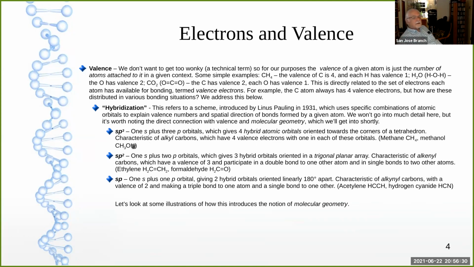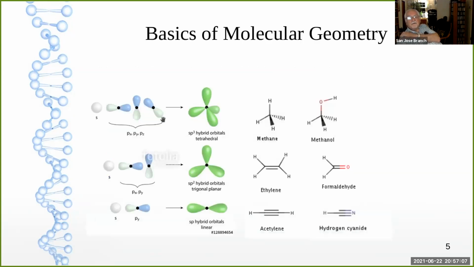In hybridization, commonly single bonds are formed from sp3 orbitals, and the way you get those is you take one s orbital and 3 p orbitals, and you add those up and you get 4 hybrid atomic orbitals. And as it turns out, those have a spatial orientation, and those are oriented towards the corners of a tetrahedron in 3 dimensions.